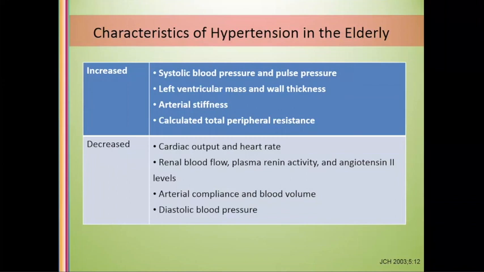This is normal, right? Arterial stiffness increases and calculated TPR also increases. Total peripheral resistance also will increase. Logic. These are all logic, right? It's all interrelated. You don't even have to memorize all these things. It's just logic. And then obviously, if these things increase, the opposite, cardiac output, will decrease. Heart rate will decrease as we get older. And renal blood flow, renin activity, angiotensin level, all is going to decrease. Everything is going to decrease.